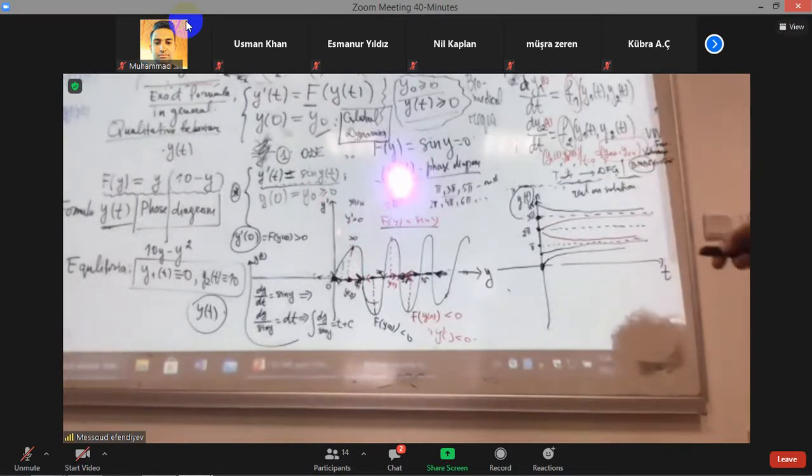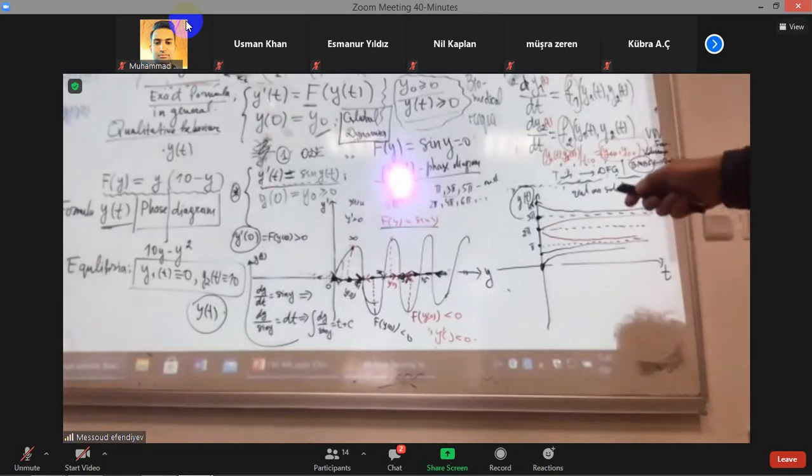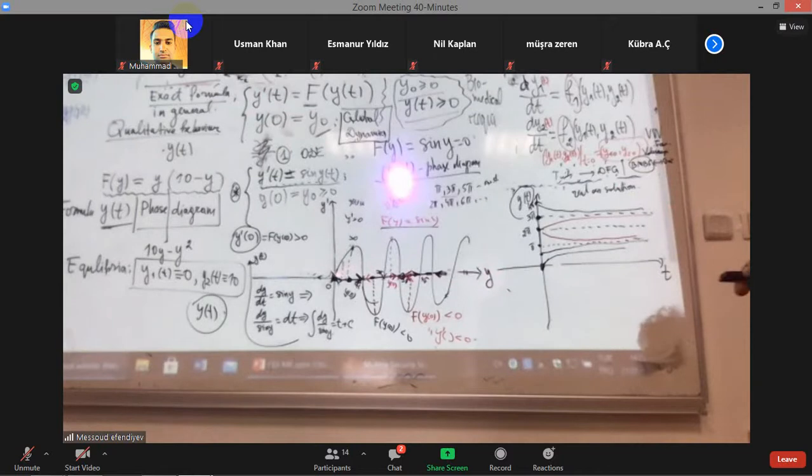If y prime is positive, that means the function itself, y of t, is increasing. Therefore, y is in this direction. This is the y axis. That means it is increasing, so we have the arrow in this direction. And now we are looking, as I said, at the neighborhood of this equilibrium.